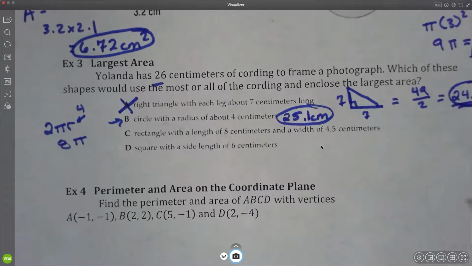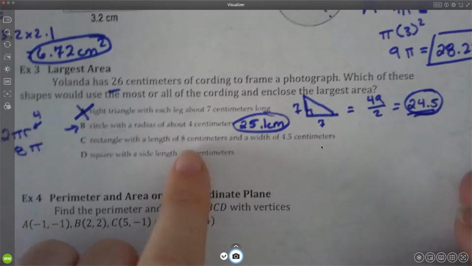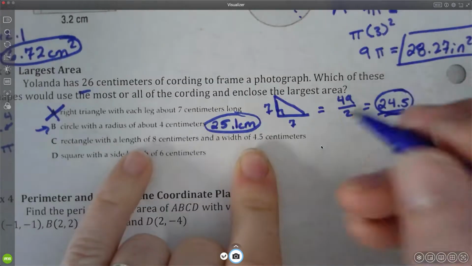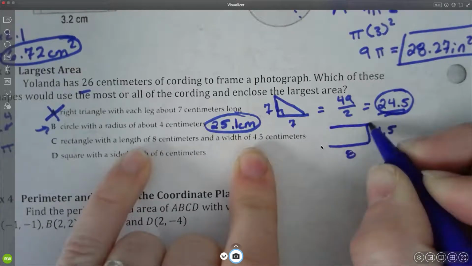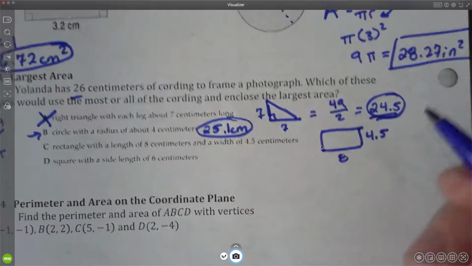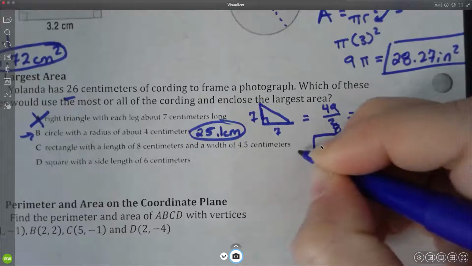All right, C, a rectangle with a length of 8 centimeters and a width of 4.5. So length is 8, width is 4.5. This is what it looks like. Okay, and we want to find perimeter of that. All right, so then this is 8 also, and this is 4.5 also.